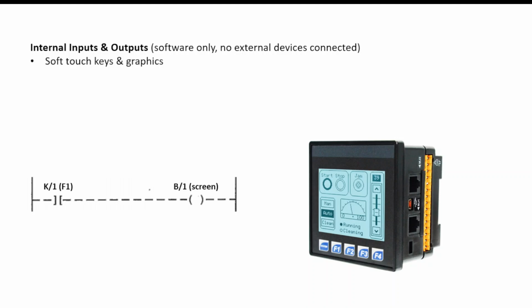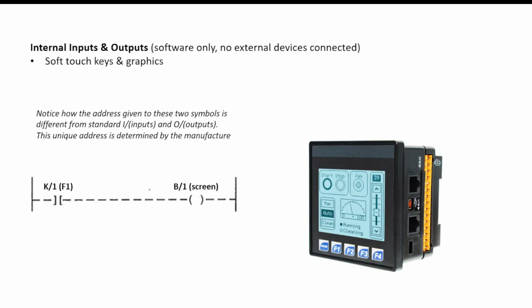So let's take a look at a basic example of an internal input and output with no external devices connected. And this is going to be for soft touch keys, which are the F1 through 4 here on the front, and graphics in behind. Now what you'll notice is that the address given for these two symbols is different from the standard I for input and O for output. We have a K and we have a B.